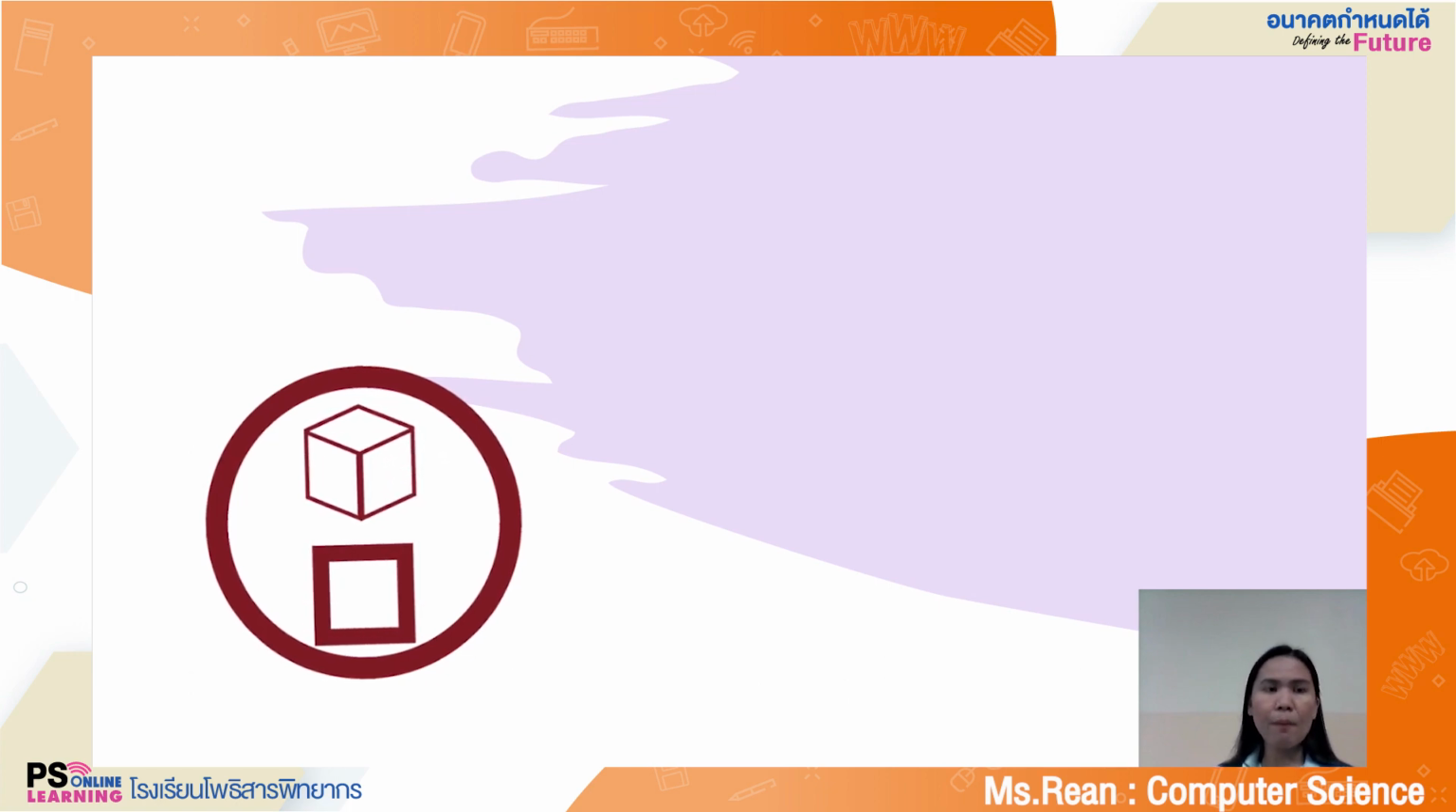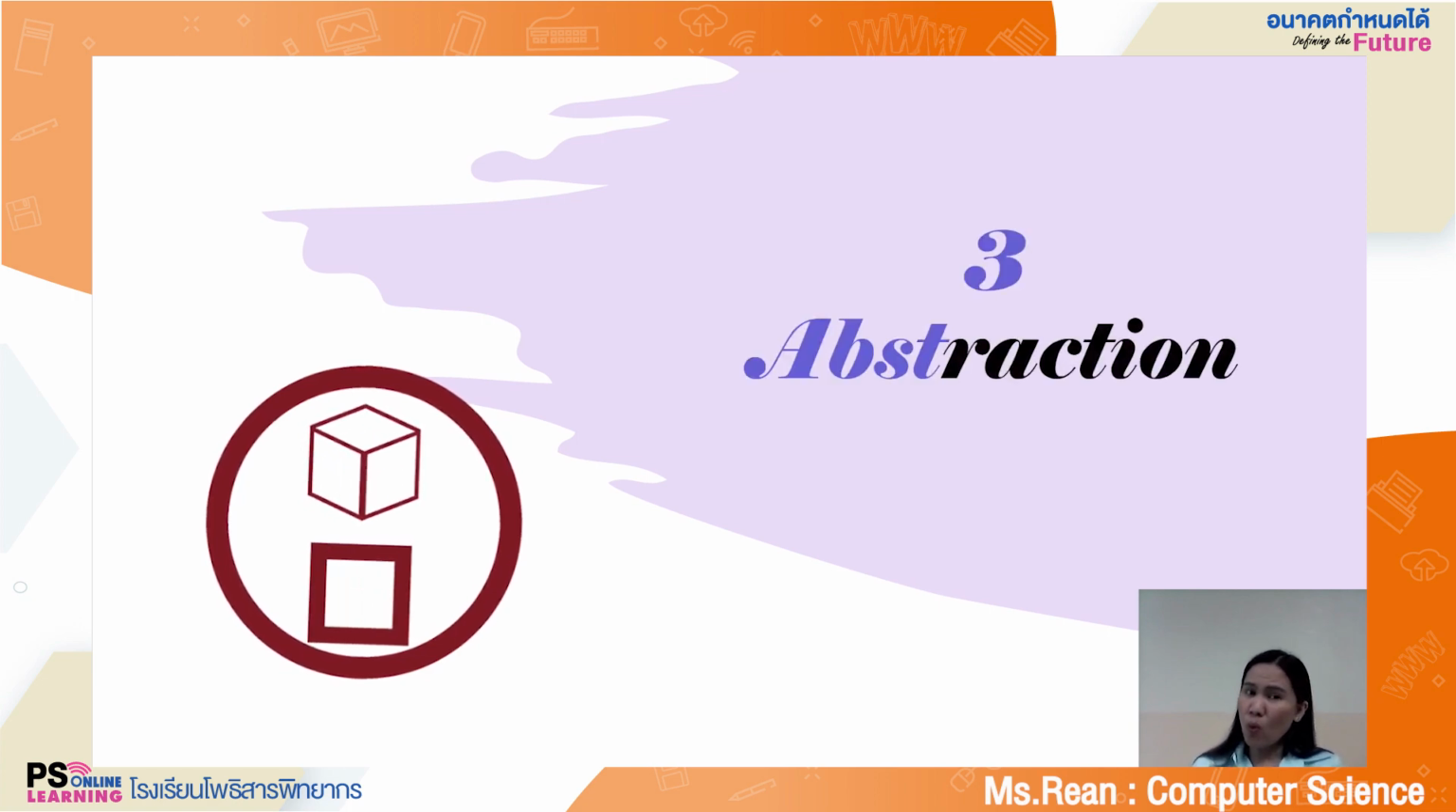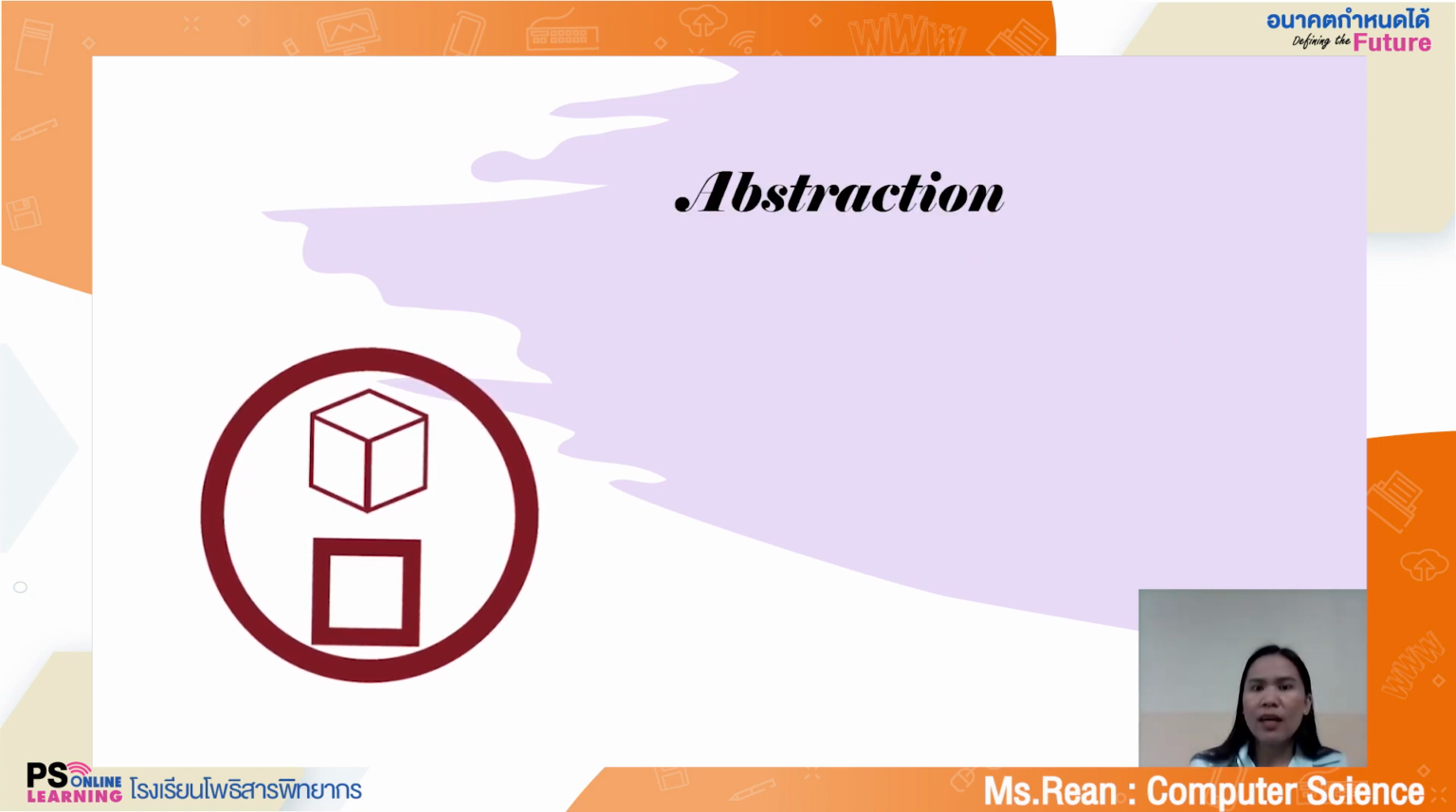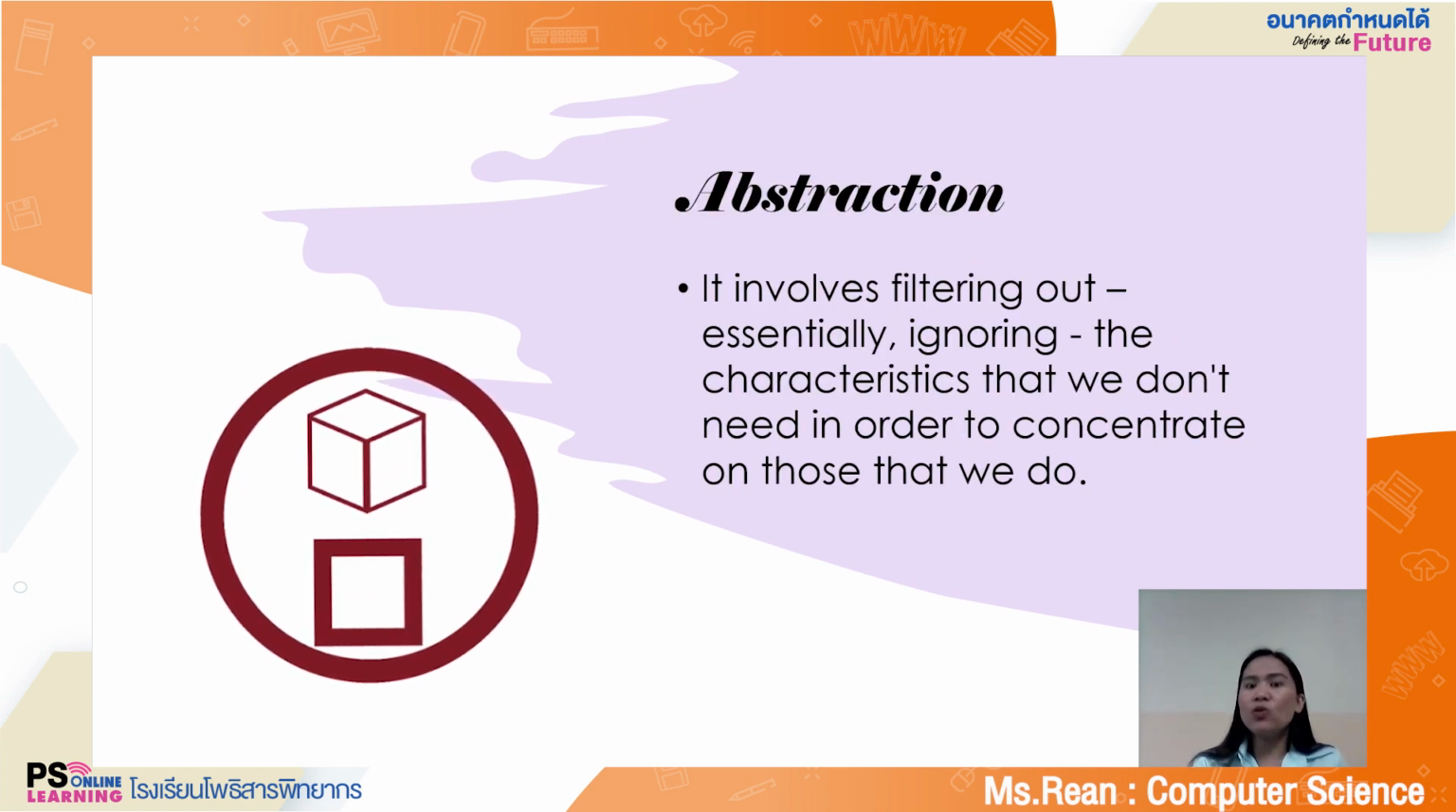That is pattern recognition, finding the similarities or general characteristics among small decomposed problems. Now let's go to the third one, which is abstraction. What is abstraction? Abstraction involves filtering out, essentially ignoring the characteristics that we don't need in order to concentrate on those that we do. So ignore what we don't need and concentrate on the characteristics that we need.